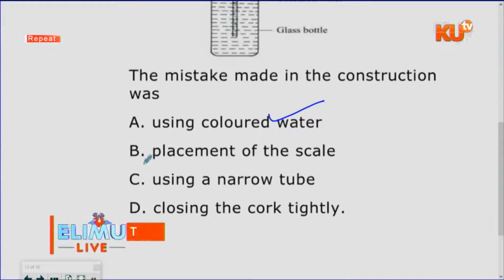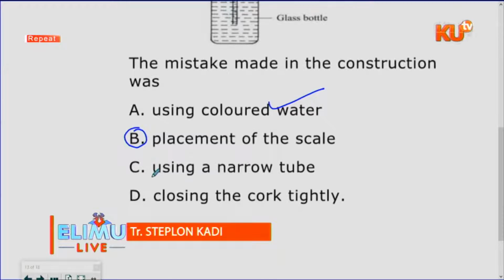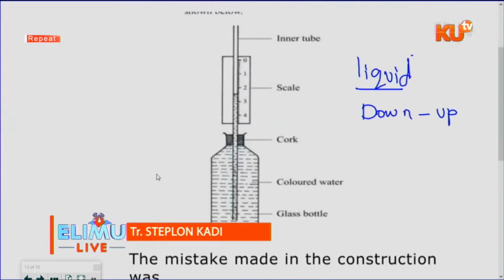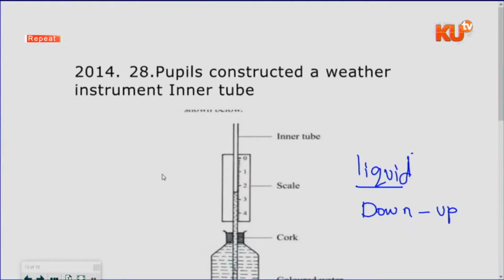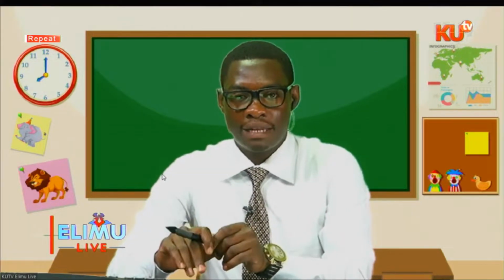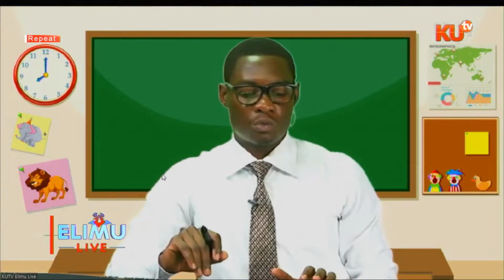We have looked at it. We look at using an arrow tube. That is a correct step. Then closing the cork tightly. You look at the cork. The cork is down there, which is correct. So that is another question that was given in 2014. There are several questions that you can look at. Due to time factor, we might not look at all of them, but I've just sampled 2, and there are so many questions on the same. You can check with KCPE past papers and familiarize yourself with such questions.